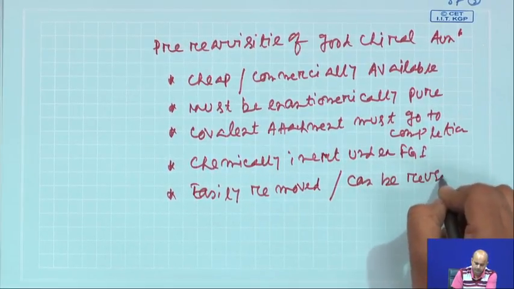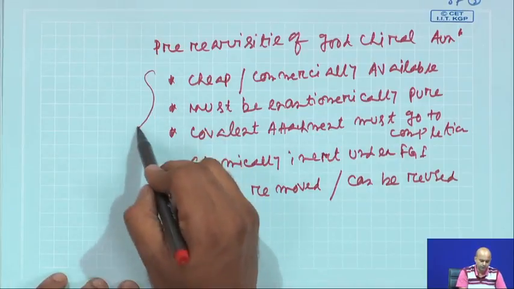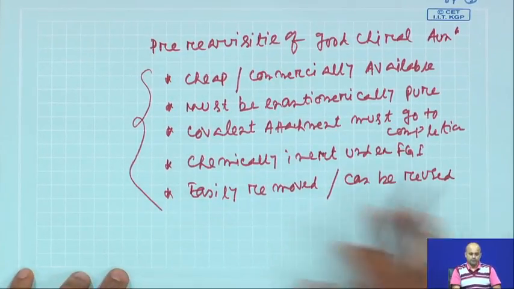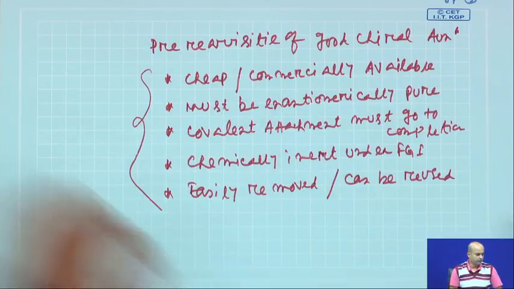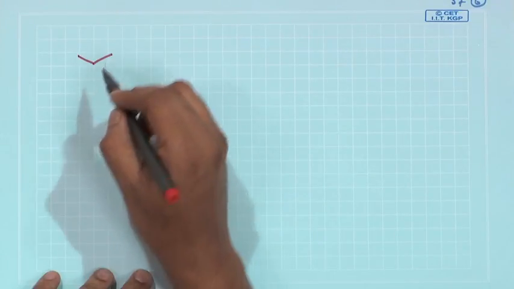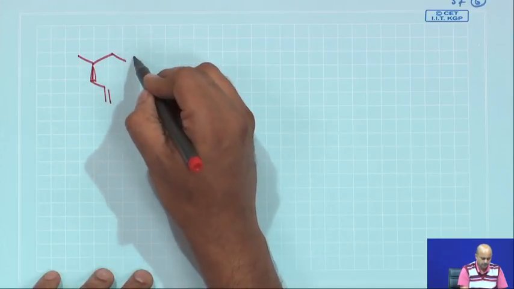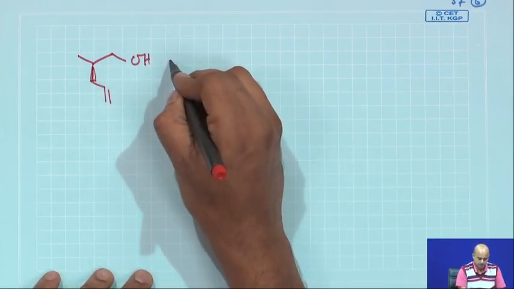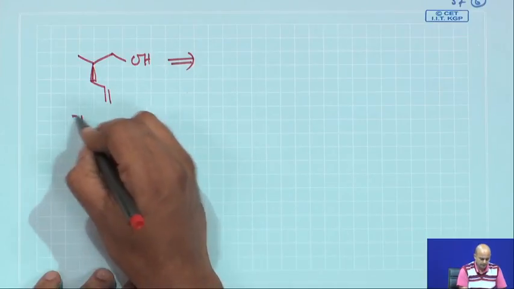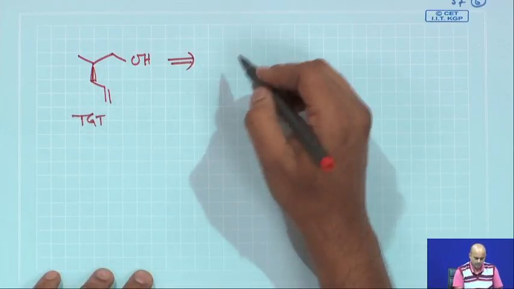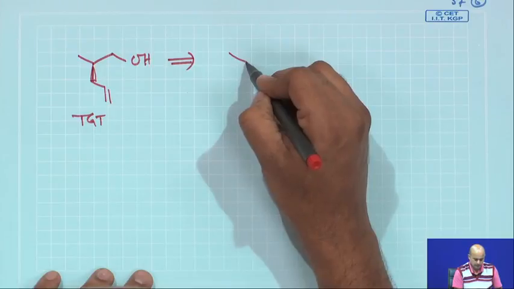So, these are the main 5 criteria which we also discussed for the CDA. Your auxiliary should fulfill these criteria. Next, we will take an example and try to formulate how this auxiliary is helping. We will try to synthesize this compound. The starting material is given to you. What am I giving?